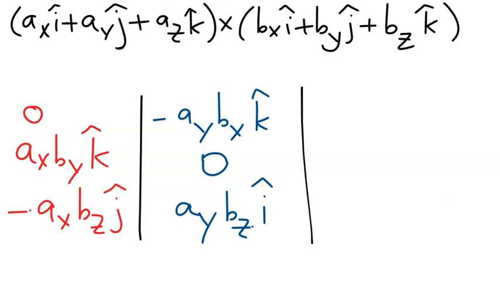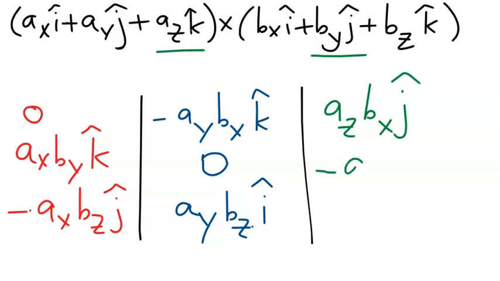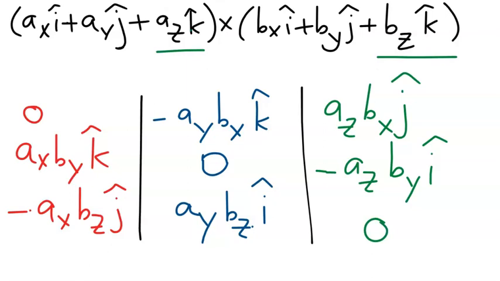Repeating for the az k hat and bx i hat. k cross i is j, so that's going to give you az bx j hat. Then az k hat by j hat, k hat cross j hat is minus i hat, so together it's minus az by i hat. And finally az k hat and bz k hat, k hat cross k hat is 0. So grouping all these 6 non-zero terms, we get the following.